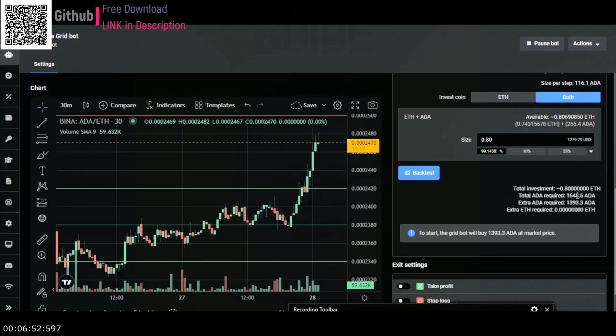And since I don't have that much ADA, what it is going to do is buy some ADA, around 1393 ADA, using my Ethereum.